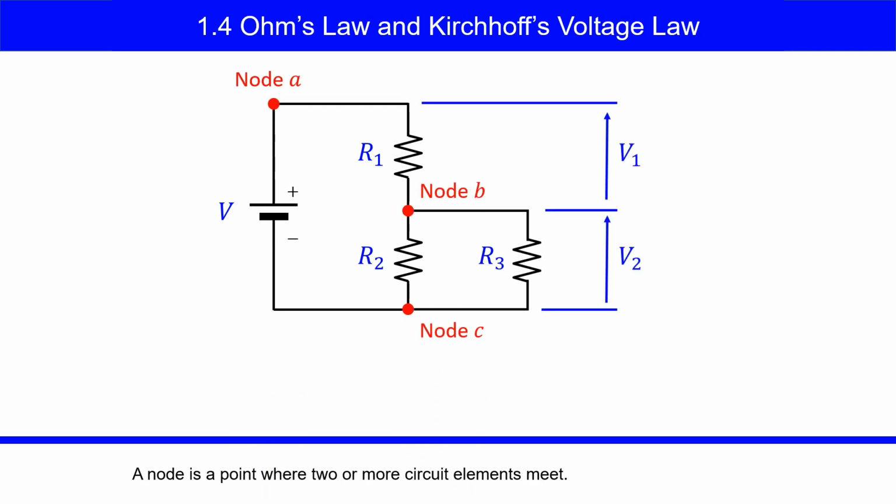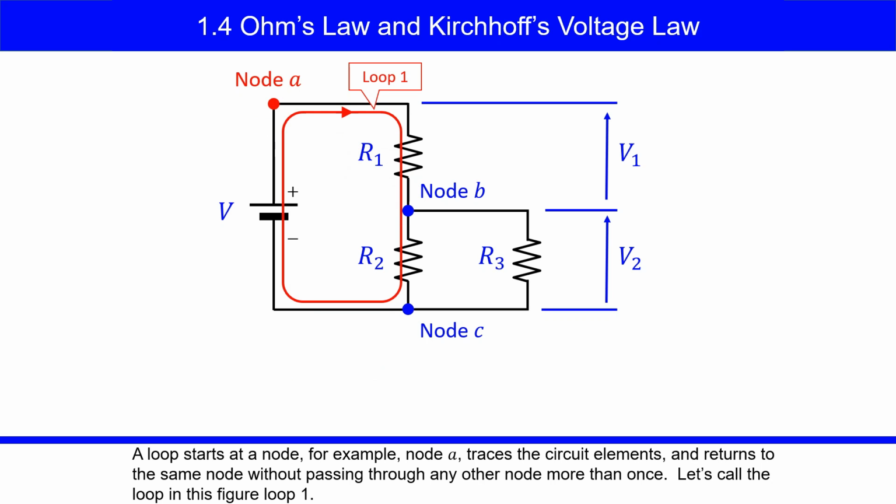A node is a point where two or more circuit elements meet. At the top left node, labeled A, the voltage source V and the resistor R1 meet. At node B, the resistors R1, R2, and R3 meet. There is one more node, labeled C, in this circuit.